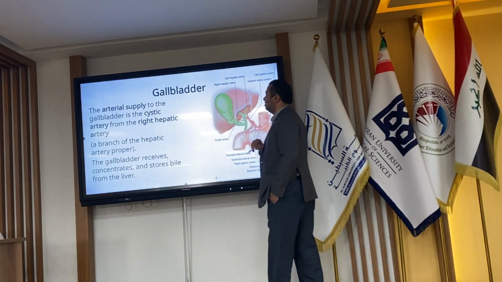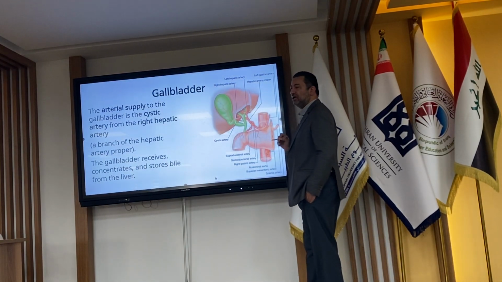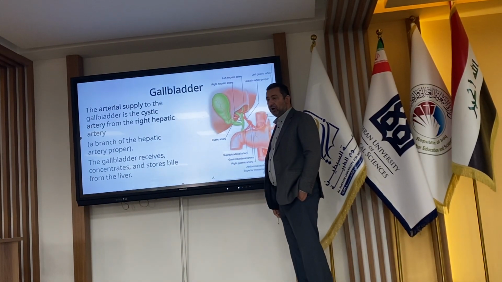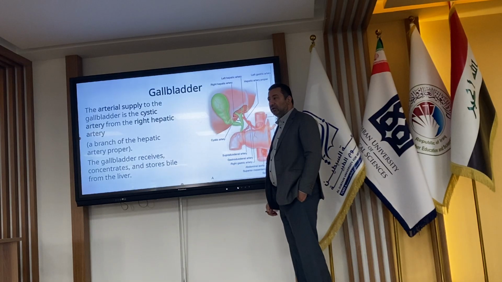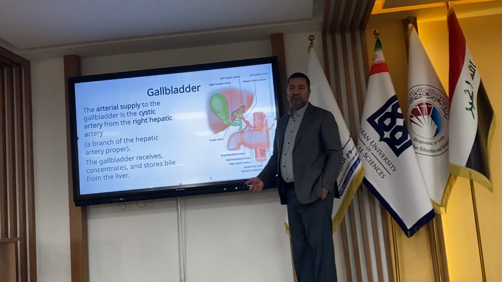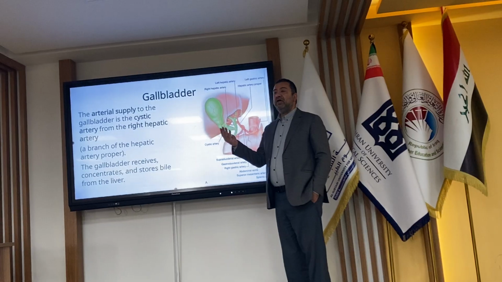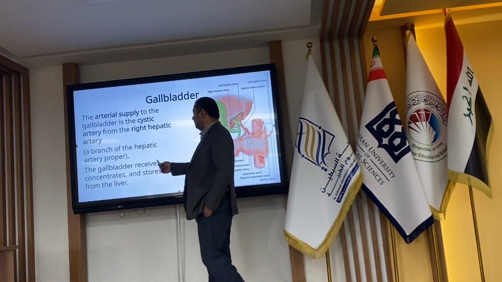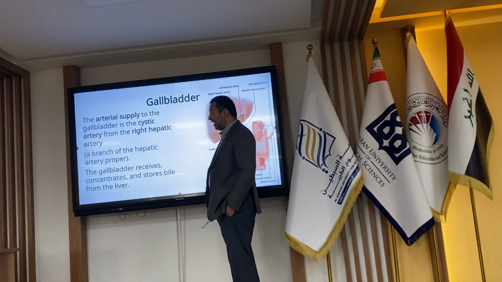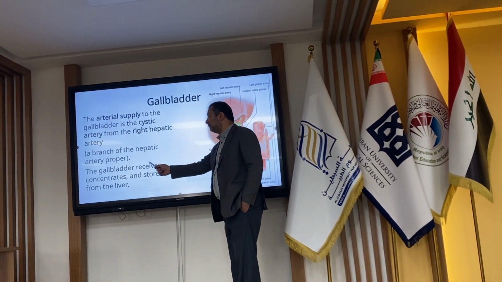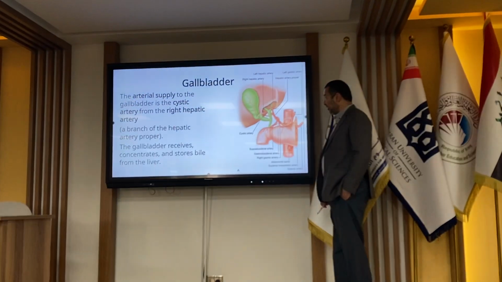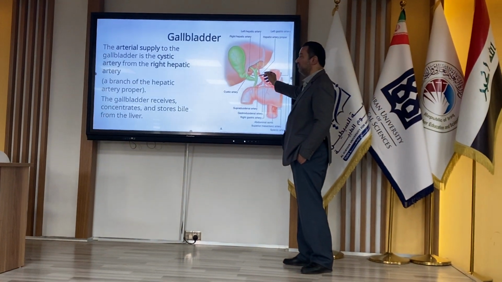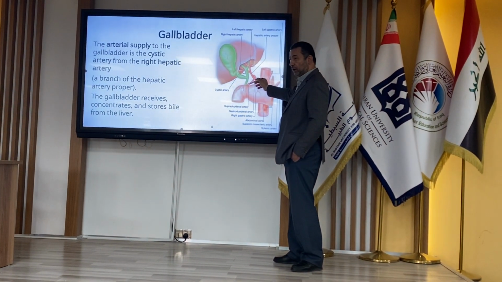I told you arterial supply to the gallbladder is the cystic artery. Cystic artery is a branch of the right hepatic artery, usually. In some cases, cystic artery may be a branch of the hepatic proper artery. The gallbladder receives, concentrates, and stores bile from the liver. Okay? This is gallbladder. And here is cystic duct, here is common hepatic duct, and here is common bile duct.